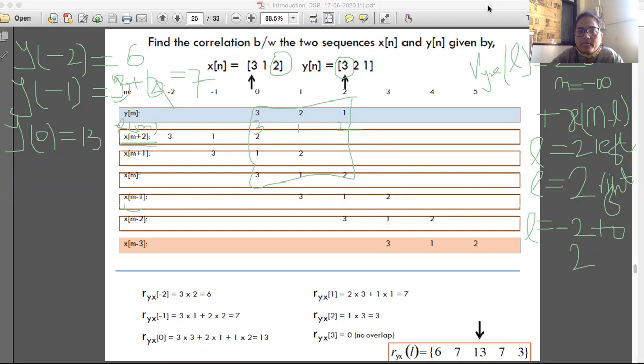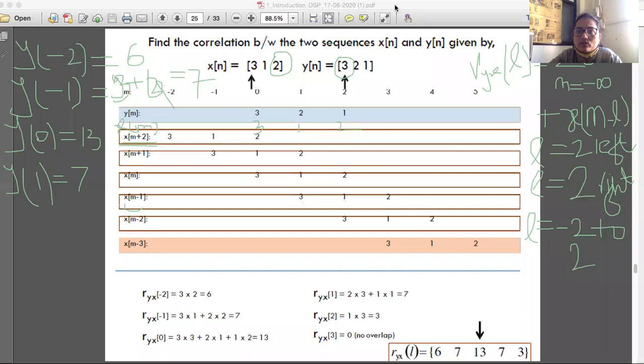Similarly, for the next value, I will be substituting y of L is equal to 1. If I am substituting L is equal to 1, it means that the entire sequence should be shifted 1 unit towards the right hand side. So here these are the points which we are going to multiply. So 2 multiplied by 3, 1 multiplied by 1, so 6 plus 1, it is going to be 7. So this is going to be 7.